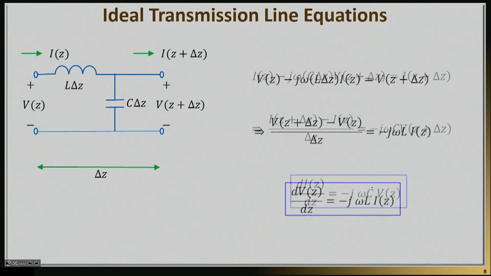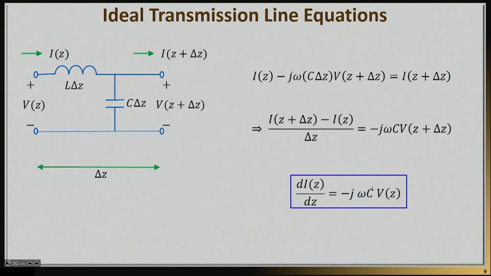And the second equation actually is very similar. Now I will go ahead and apply my Kirchhoff's current law right at this node here. So the current that comes from my left-hand side minus the current that will basically go through the capacitance will be equal to the current that will continue to the right-hand side. So a simple KCL now will essentially give me, at the limit of delta z going to 0, my second equation that now links the derivative of the current to the voltage.